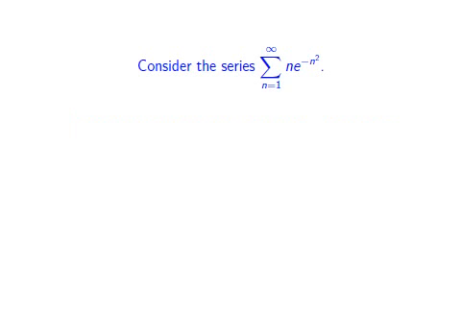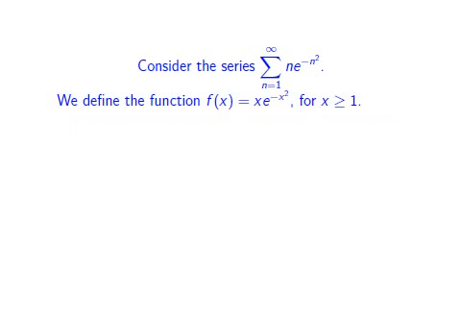In this tutorial we look at an example for the integral test. Let us consider the series taken over the sequence n times e to the minus n square for n running from 1 to infinity. We need to observe that we can link the underlying sequence of the given series to the following function, where f of x equals x times e to the minus x square for x greater or equal to 1.